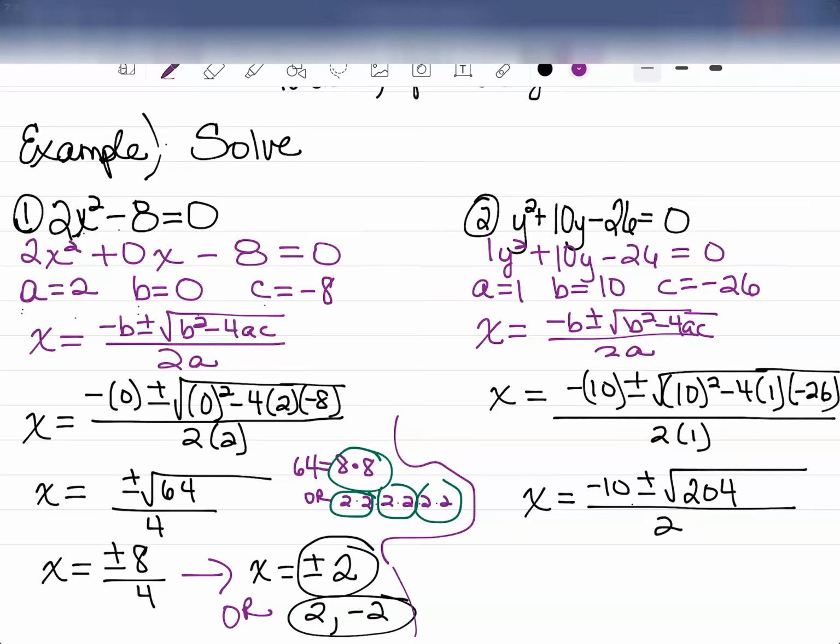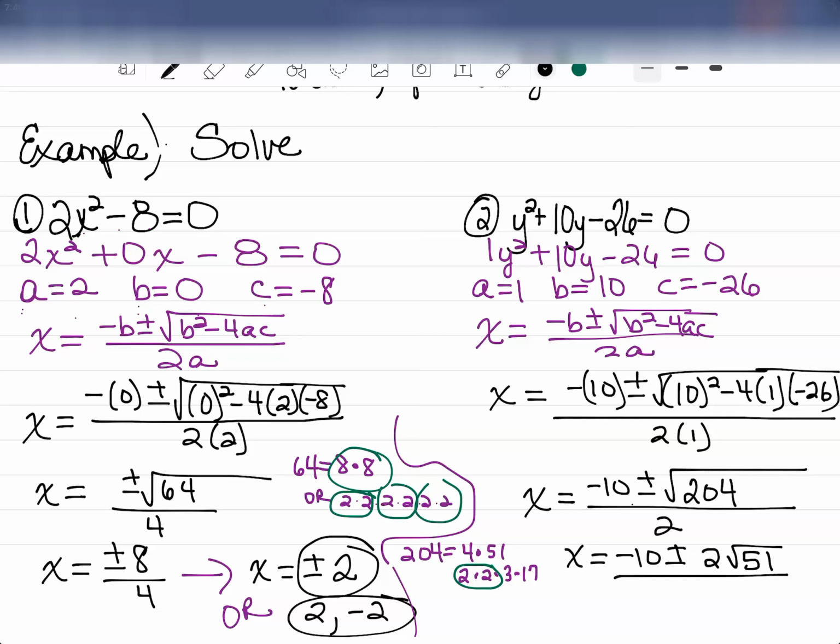Oh, man. 204. What can I do with that? Well, 4 will work. That's 4 times 51. And the 4 will give me a 2 times the 2. The 51 I can clean up to 3 times 17, but it's not going to help me any. But that 2 times 2, yeah, I'm going to need that. So I have negative 10 plus or minus 2 roots of 51.